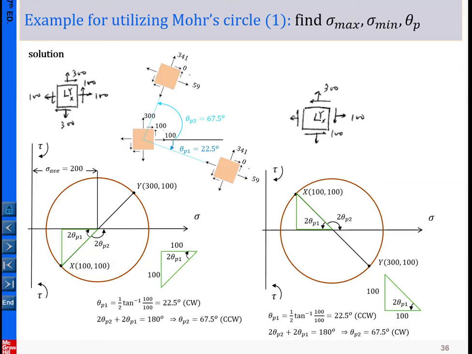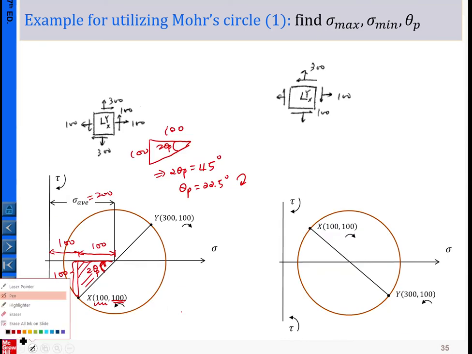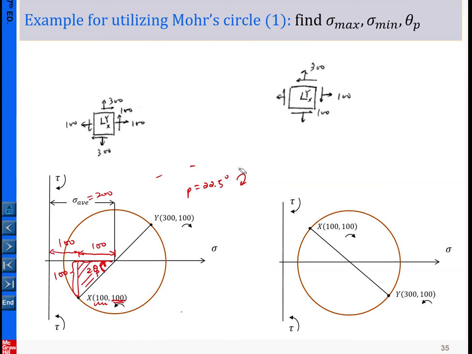So let me erase this one here a little bit. Oh, I think that's okay. Let me do it. So under this case, the theta p we calculated is 22.5 degrees in this sense. So let me draw that one. So this is our sense, and this is theta p equal to 22.5 degrees, and this is our x prime, this is our y prime.